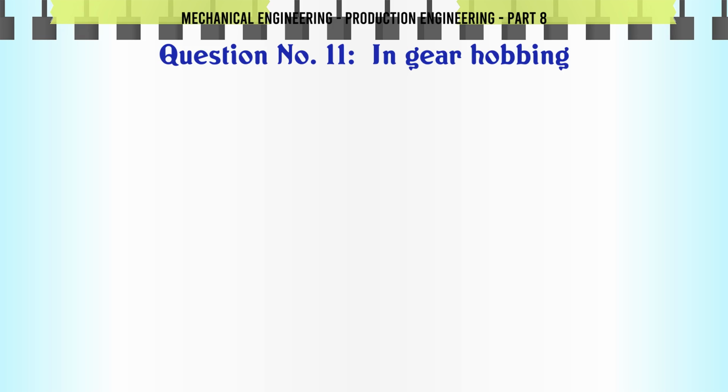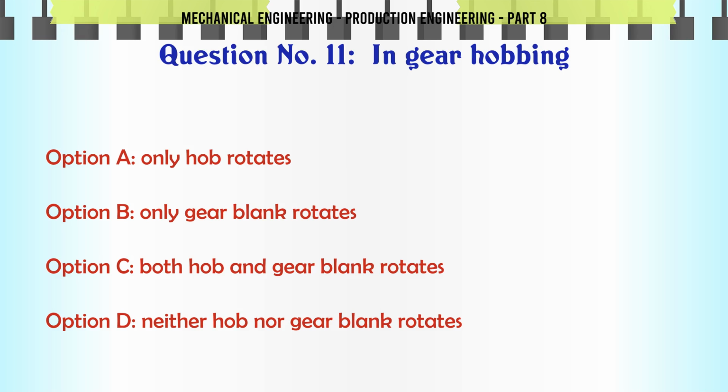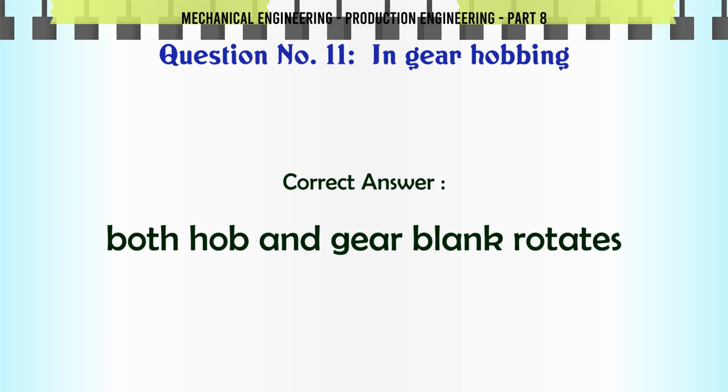In gear hobbing, A. only hob rotates, B. only gear blank rotates, C. both hob and gear blank rotate, D. neither hob nor gear blank rotates. The correct answer is both hob and gear blank rotate.